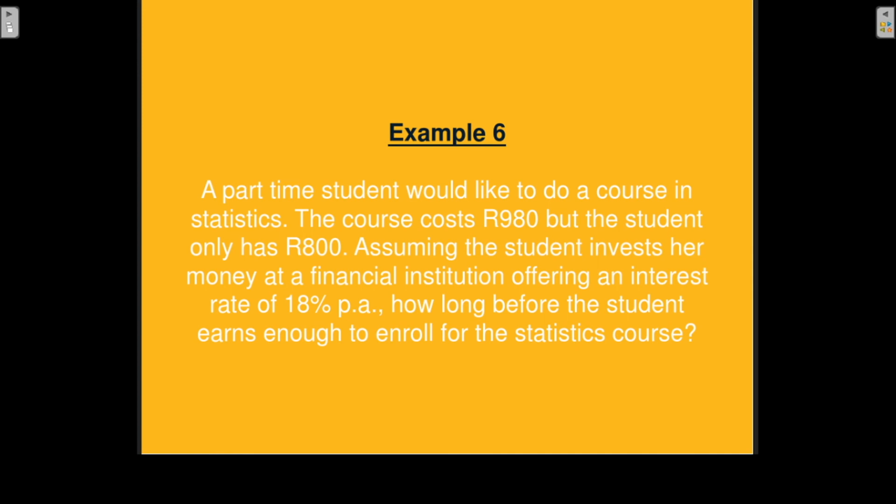Okay, so again, we start out with what we have. We have the future value, the cost of the course, which is 980. We have the present value, what the student has available, which is 800 rands. We have the interest rate, which is 18% per annum. And we would like to know how long it will take for the student to earn enough money. So we would like to know what is the value of n. Again, the 4 quantities, we have 3 of the 4, and we would like to calculate the 4th one.